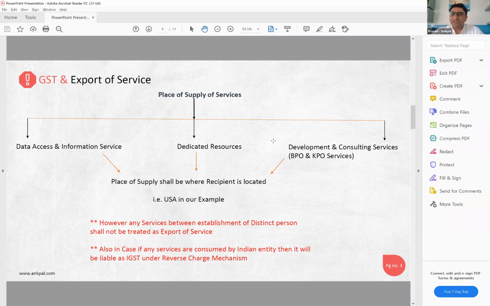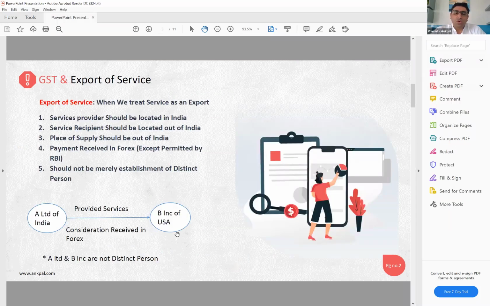Generally, the companies are engaged with clients. Now here, in our previous example, the place of supply would be out of India, because the rule says it is the place where the recipient is located. If you have provided this service, what would be your place of supply? Where your recipient is located, right? Taking you to the last slide, the recipient in our case is B Inc, located in the USA. So my place of supply would be the USA, which is out of India, and hence all the 5 conditions get satisfied. So this would be treated as an export of services.